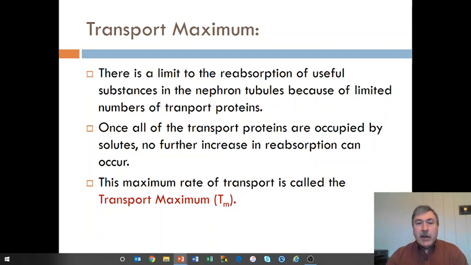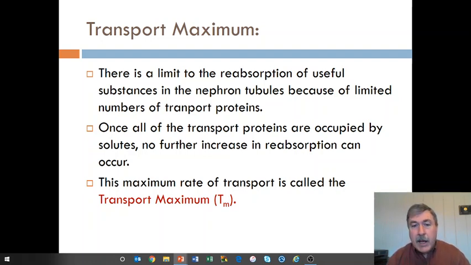Now, one thing to keep in mind about reabsorption of useful substances like glucose and amino acids is that in order for glucose or amino acids to be reabsorbed, they have to bind to a symport carrier protein, or a co-transport protein. So if your filtered load of glucose was really high, then the filtrate's going to have a high concentration of glucose.